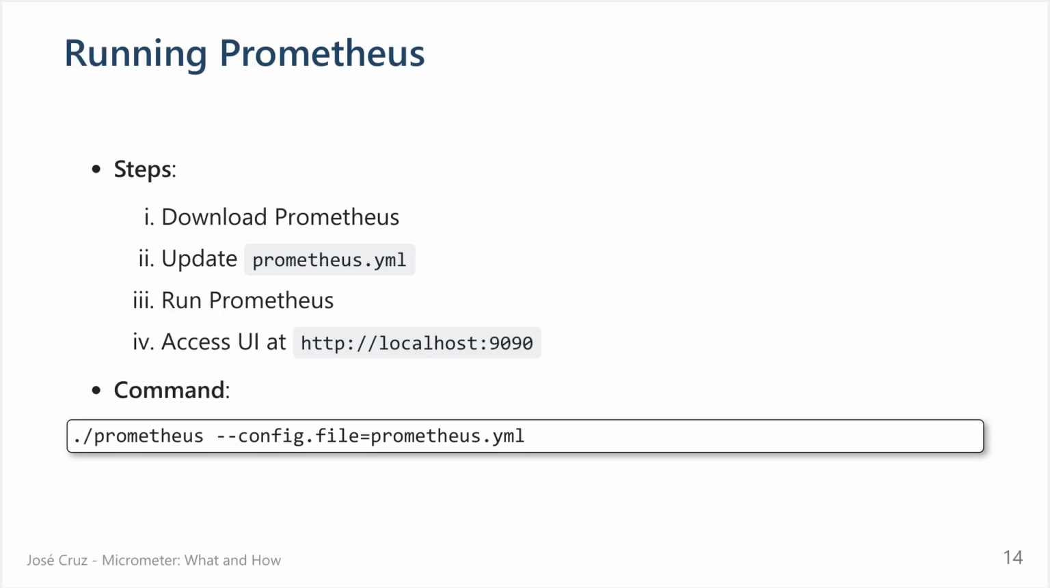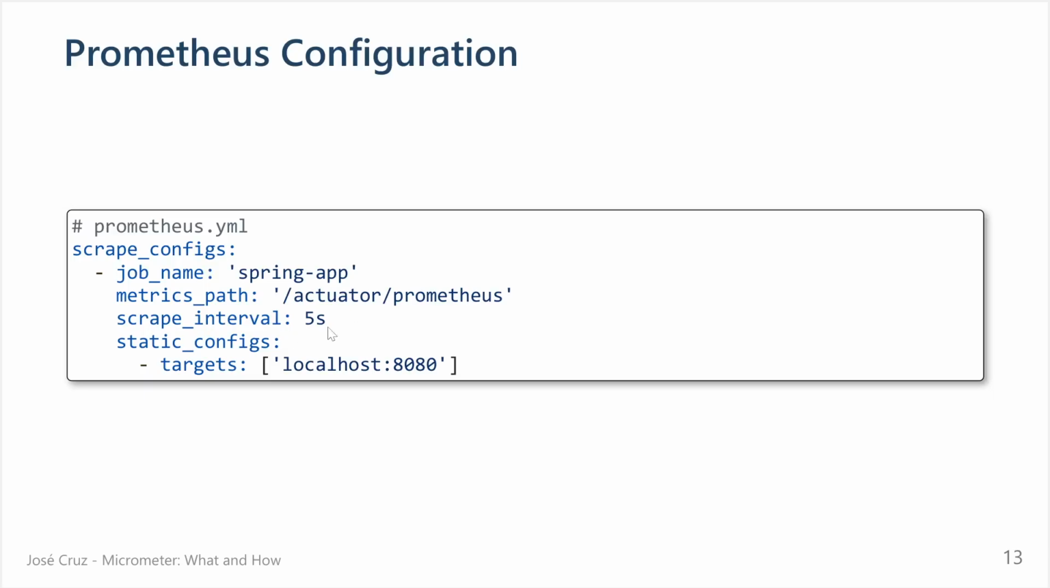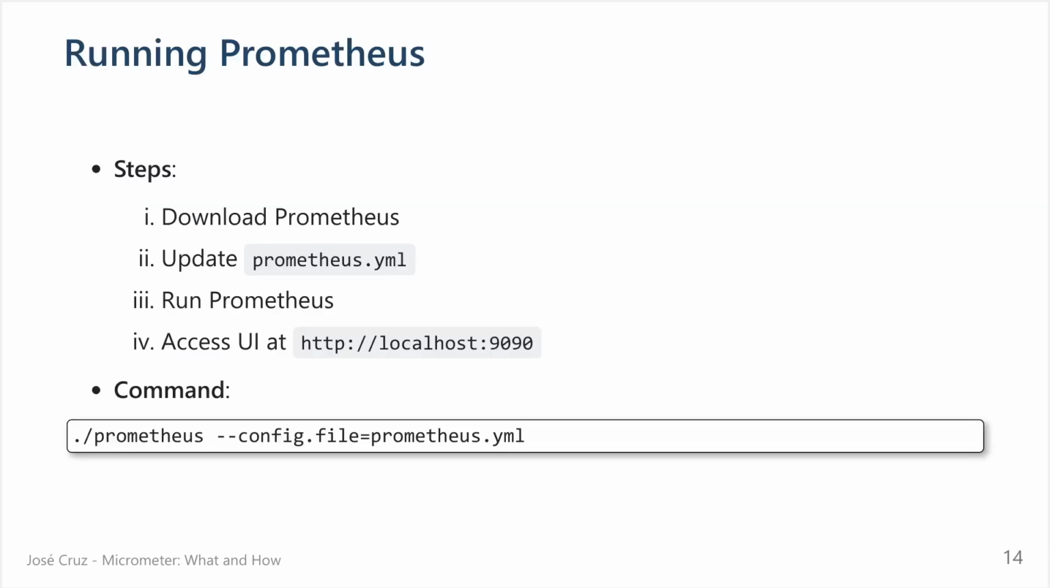So how to run Prometheus? First, download it. Then update the Prometheus configuration with this information. Of course, you already have your Spring Boot application, because you should know about this at least, and you know where your application is running. Then you run Prometheus and you can access this localhost. This is where Prometheus has a web interface for you to see information, and I will show you in practice a little bit more about Prometheus.